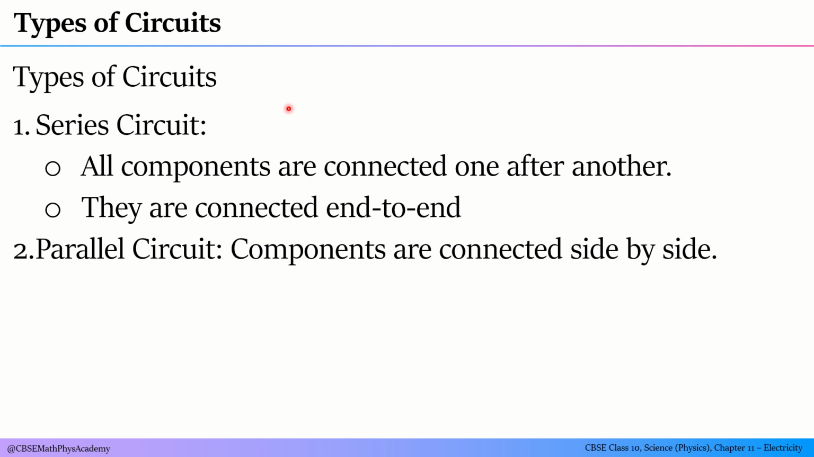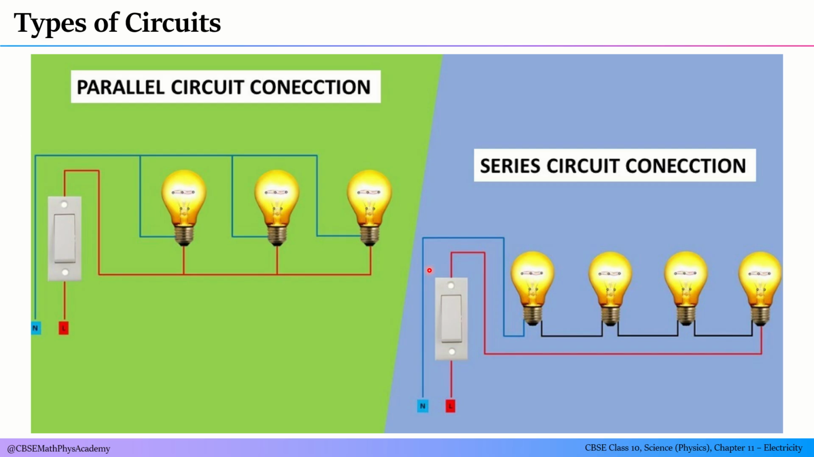There are two types of circuits based on how the components are connected to one another. One is the series circuit, where all the components are connected one after the other, which is called a series circuit. You can visualize them as connected end to end. We will see the picture in a while. A parallel circuit is where components are connected side by side. So now if you see this picture, it will be clear.